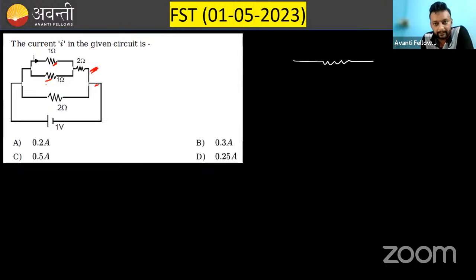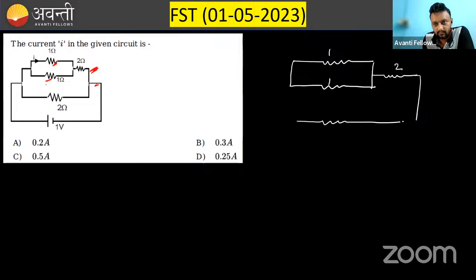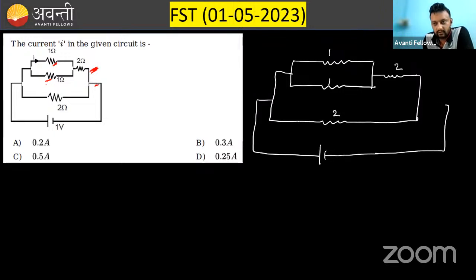I will redraw the diagram. Okay, this is 1 ohm. This is again 1 ohm. There is one 2 ohm resistor, and there is one more 2 ohm resistor, and this is connected like that. And there is one battery which is of 1 volt. I think it is clear.